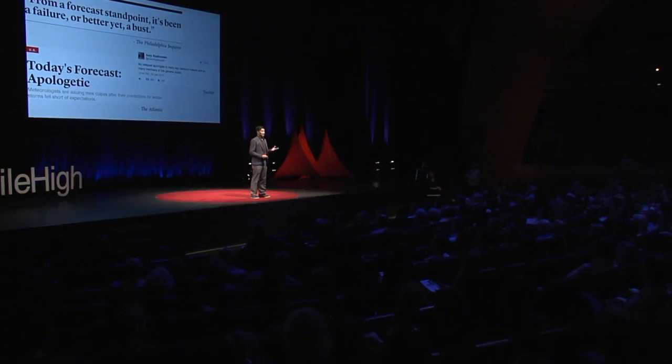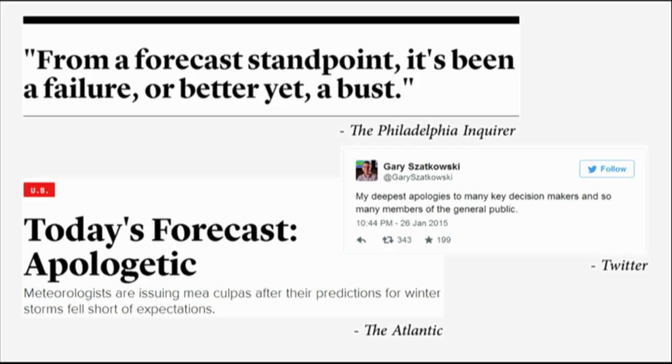In places like Philadelphia, New Jersey, and New York City, a potentially historic snowstorm was predicted. But just a few days later, after policymakers had already acted accordingly, only a few inches fell. The bottom line is that even our best weather forecast models have a lot of room for improvement.